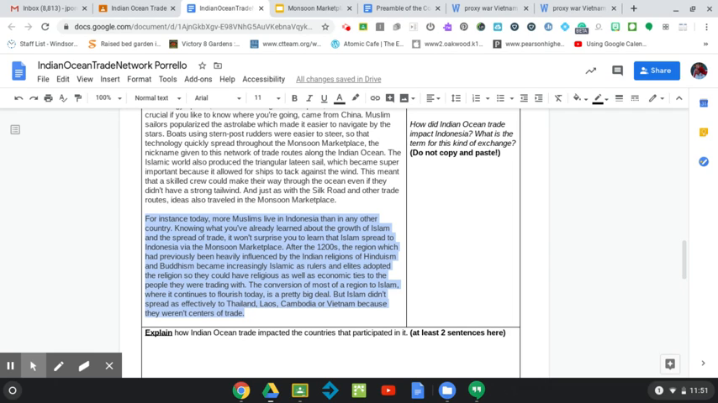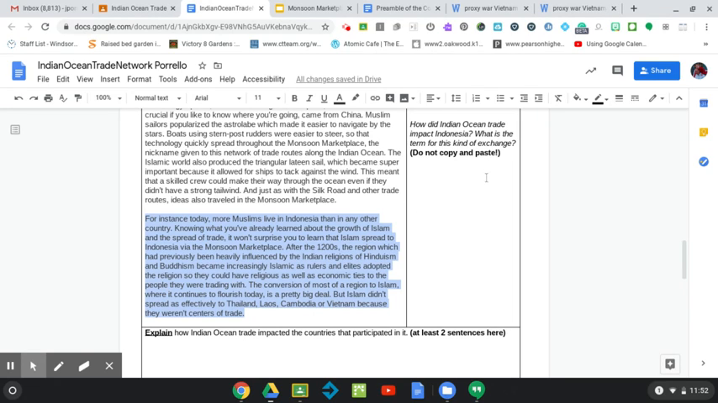The conversion of most of a region to Islam, which it continues to flourish today, is a pretty big deal. But Islam didn't spread as effectively to Thailand, Laos, Cambodia, or Vietnam because they weren't centers of trade. So, how did Indian Ocean trade impact Indonesia? Well, it made Indonesia mostly Muslim.